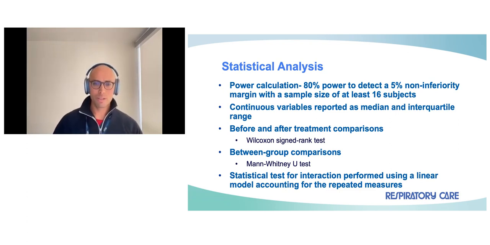Interestingly enough, they also performed a statistical test for interaction. And what they did is they fit a linear model accounting for repeated measures. And what they wanted to see was whether or not their observations were based on the order of the intervention. They used this test to say, hey, is what we're seeing because high flow is given first? They're trying to parse out whether or not the treatment order had an influence on what they're observing.